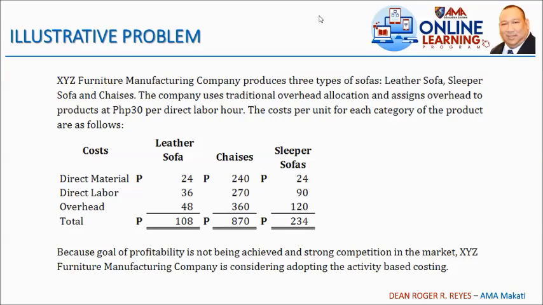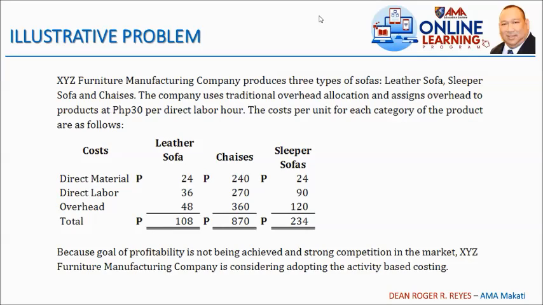Sleeper sofa, ito naman yung mga, alam niyo yung sofa beds. Yan yon. So sleeper sofas. So convertible. Pwede siyang sofa in the morning, bed sa gabi. So ang tawag sa kanya, sleeper sofa. And last, chaises. Ano ba itong chaises?